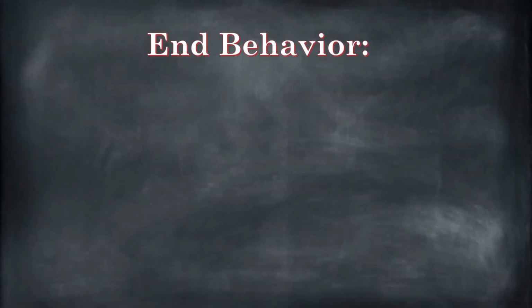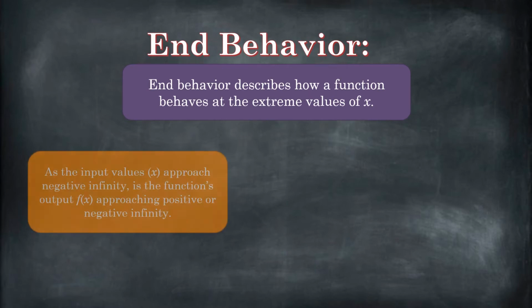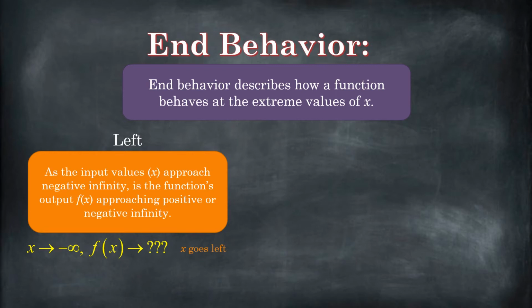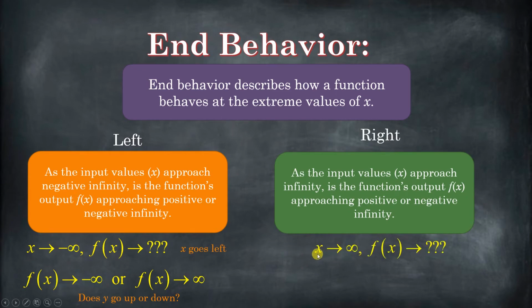All right, so let's talk about end behavior. Here's what end behavior is. End behavior describes the way that a function's behaving at extreme values of x. For example, off to the left, we're talking about really, really small numbers of x. So as x is approaching negative infinity, what's happening to the y's? Is y going down, or is y going up? That's the end behavior. Whereas on the right side of the graph, as x is getting larger and larger, approaching positive infinity, what's happening to y? Is it going down or is it going up? That's what end behavior is talking about.